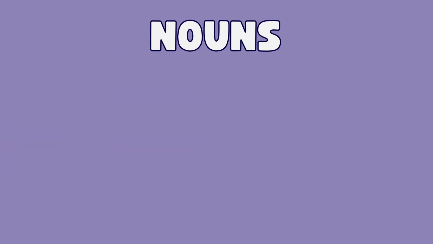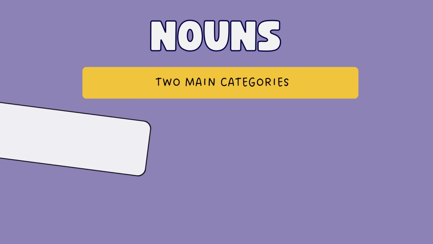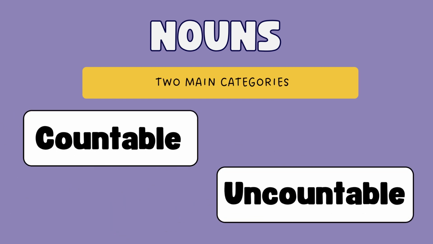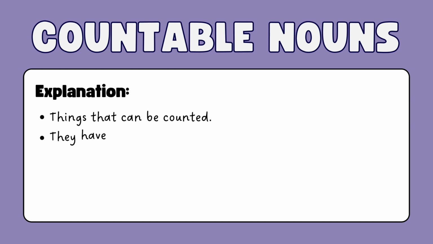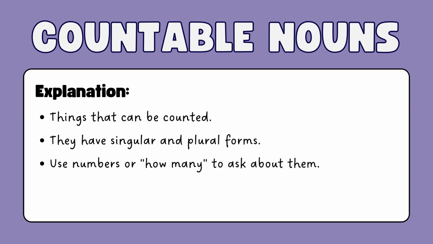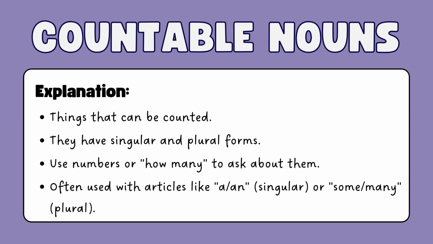In English, nouns are classified into two main categories: countable and uncountable. Countable nouns refer to things that can be counted as individual units. They can be singular or plural. You can use numbers with countable nouns to specify quantity. Use how many to ask about countable nouns. Countable nouns can be used with a, an in singular form, or some, many, few in plural form.